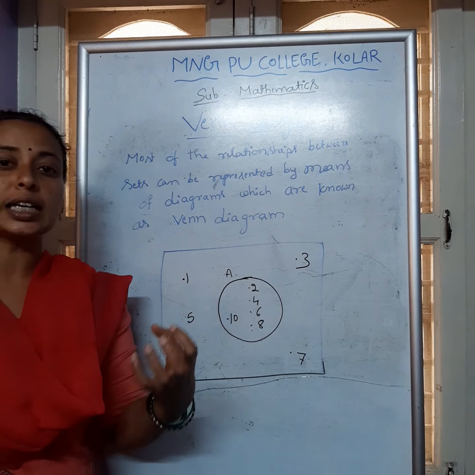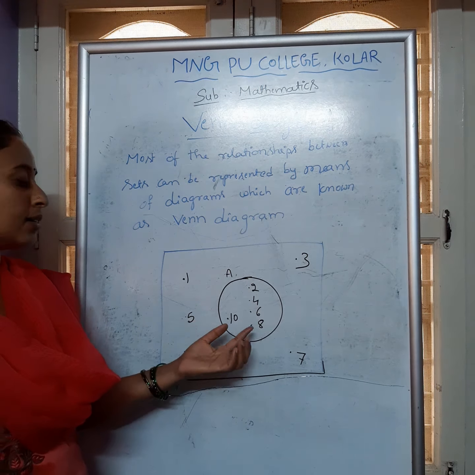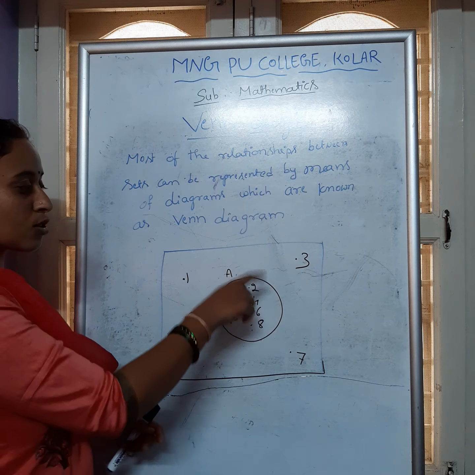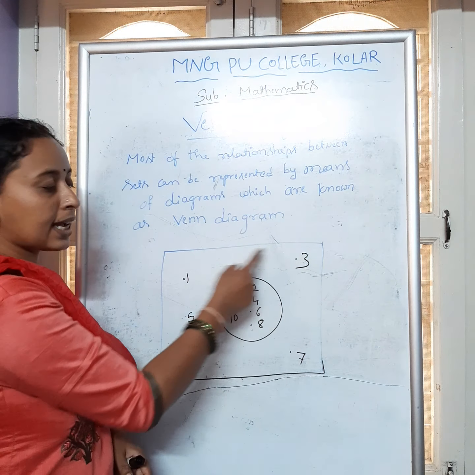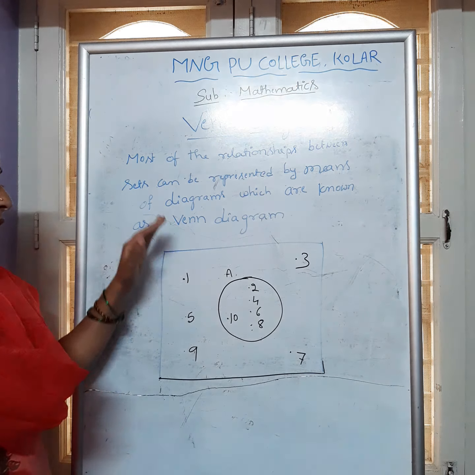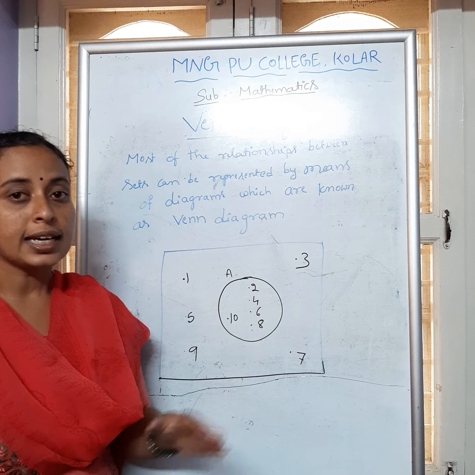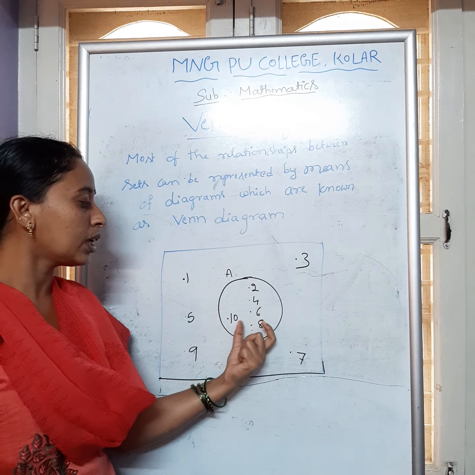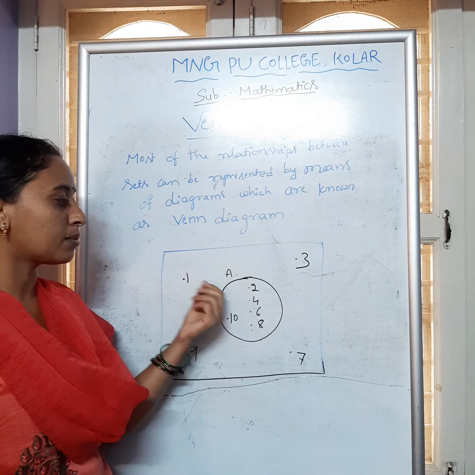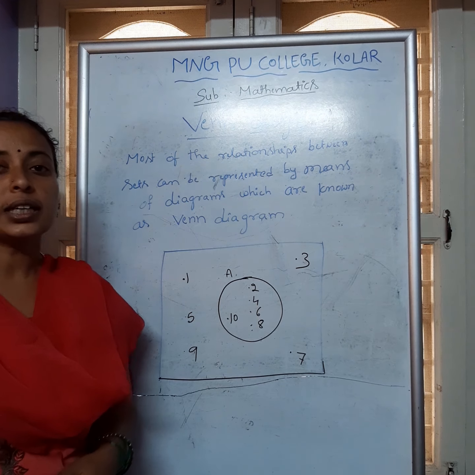To find out the relationship between sets, when we represent it, we use a diagram. The diagram is known as the Venn diagram. This is called a rectangle, and the circle is a subset of this rectangle. The rectangle contains the 10 natural numbers, 1 to 10. In that, set A contains only even natural numbers. The remaining odd natural numbers are outside. This type of diagram we call the Venn diagram.